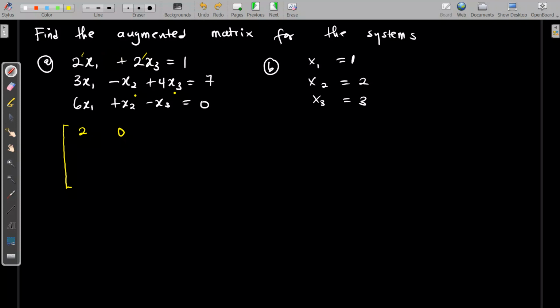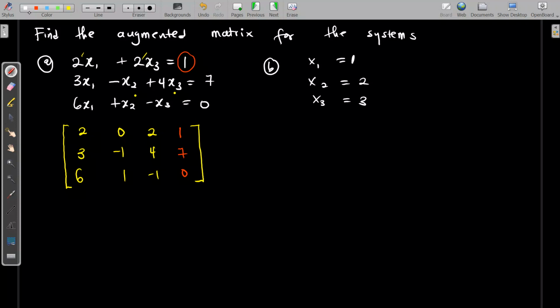So the next thing is 2 in front of x1, and then you write the value you have here, 1. Then you go to equation 2, and you have 3, -1 for x2, 4 for x3, and then 7 at the end. Equation 3: I have 6 for x1, 1 for x2, -1 for x3, and the last one is 0. So this is the augmented matrix you get out of the first system.